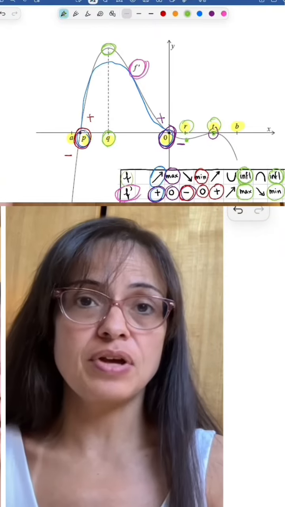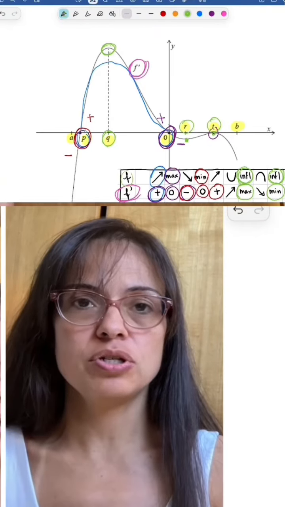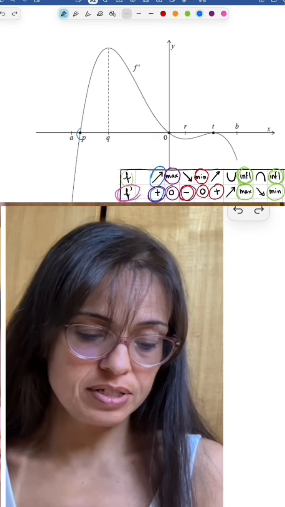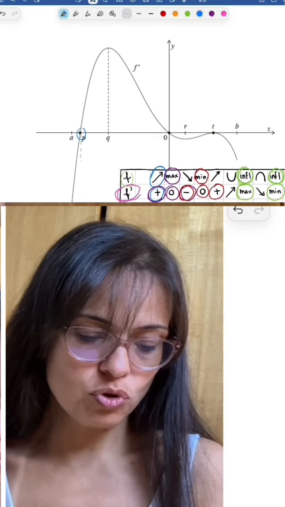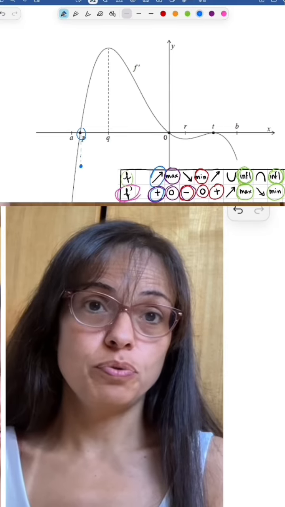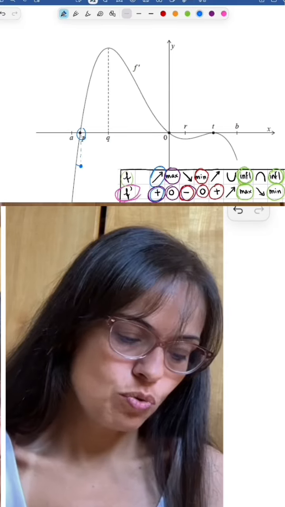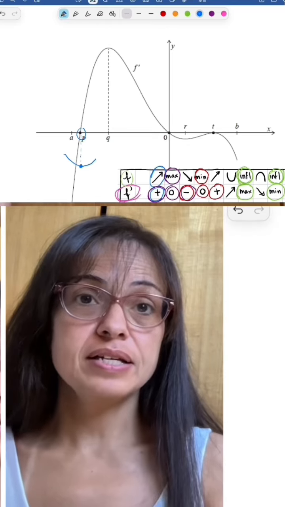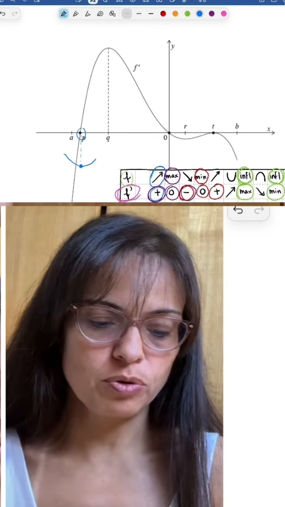Sketch the graph of f based on the information that we have about f prime. So we can start, for example, with the fact that this is a local minimum. We don't know the value of f at that point, but I'm just going to put it anywhere. That's a local minimum, so it's looking like this. It has concavity up.